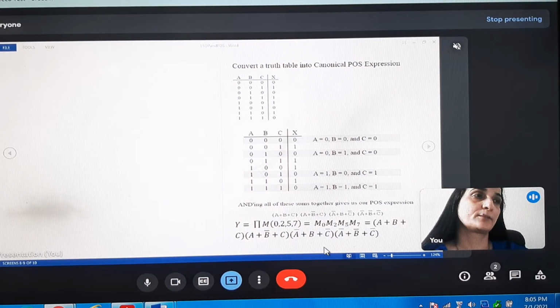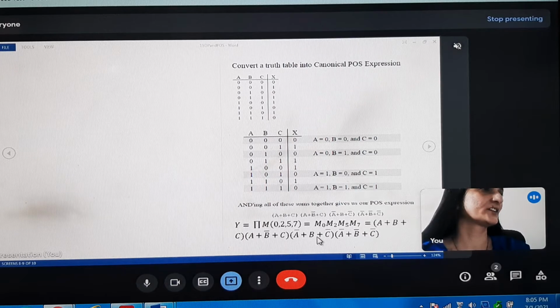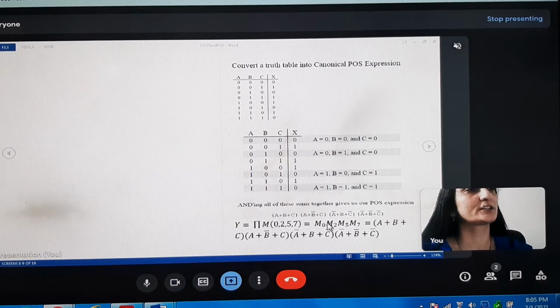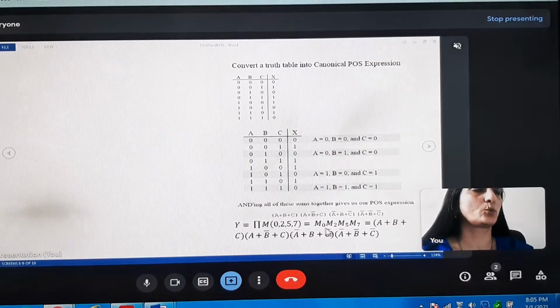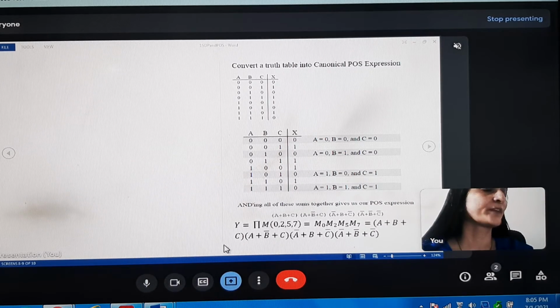Alternative way to write a POS expression, we can also write it in the shorthand notation of max terms. Each max term is designated by a suffix. The suffix, I had earlier told you, corresponds to the decimal equivalent of the binary pattern. So if the sum term is A plus B plus C, it means the binary pattern is 0, 0, 0. So it corresponds to decimal 0.